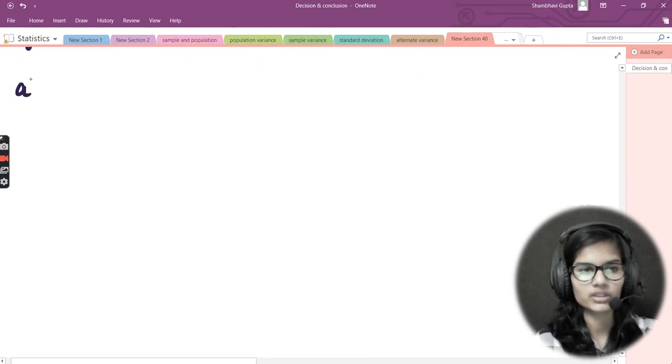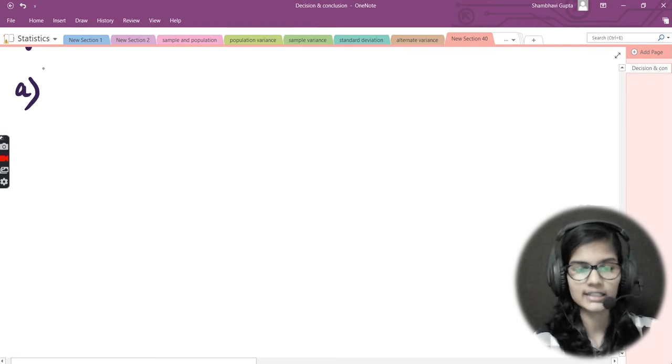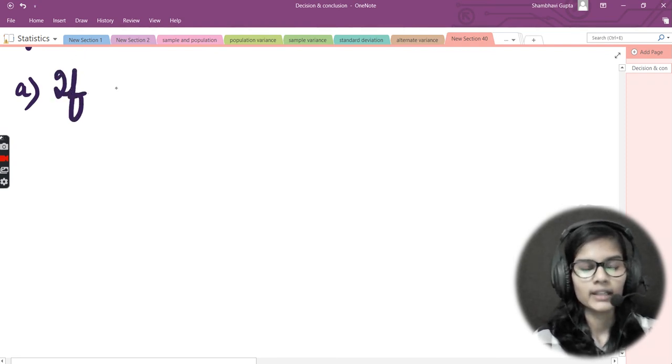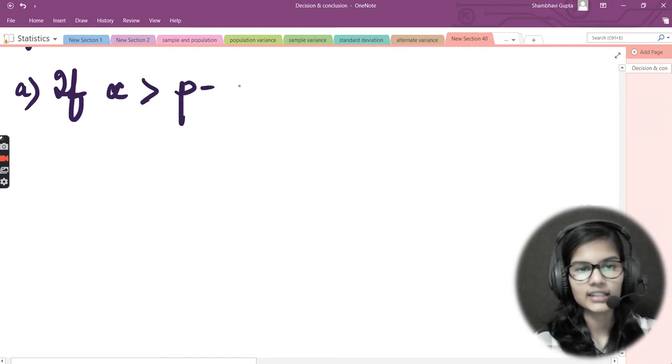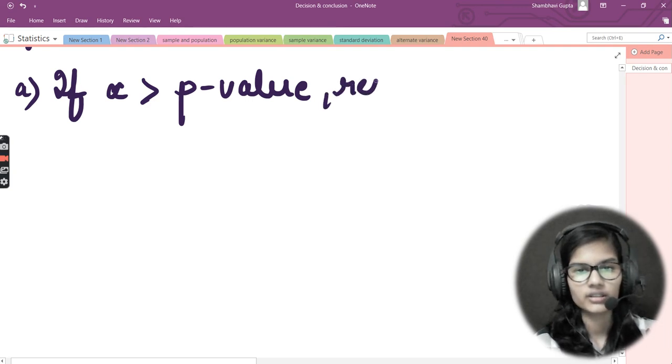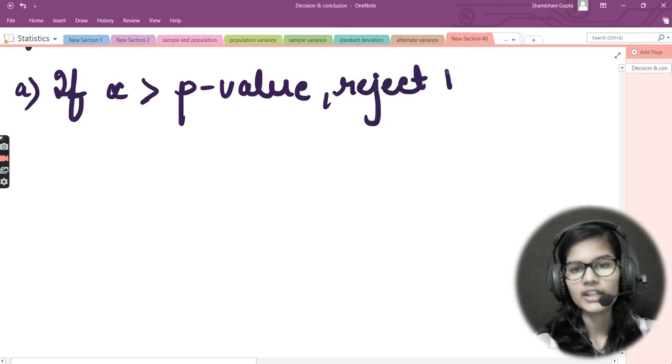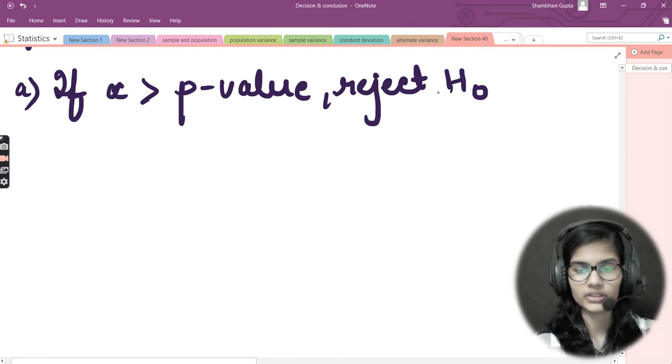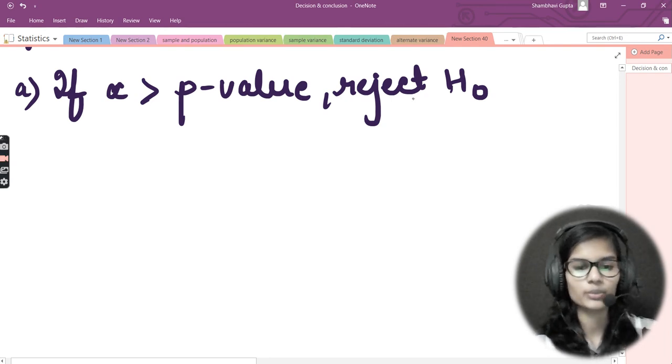My first point: if alpha, that is my alpha, you can call it type 1 error or preset. If alpha is greater than the p value, my first condition, then reject H naught. H naught means my null hypothesis. This is my very first condition, that if alpha is greater than the p value, then reject the null hypothesis.